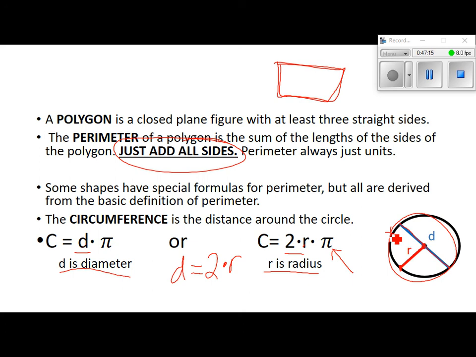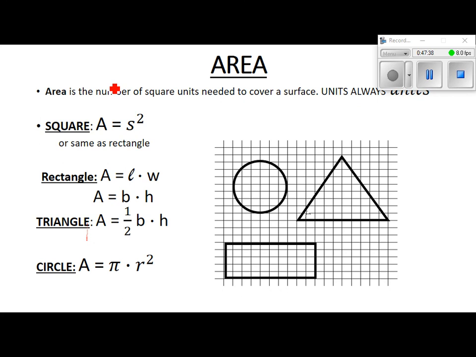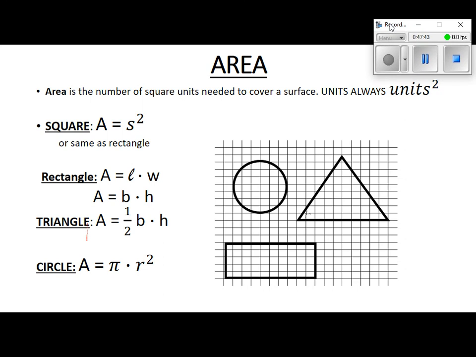The other thing I want you to write down somewhere on here, for perimeter, the units for perimeter are always just regular units. So if you're dealing with feet, the units is just feet. If you're dealing with inches, the units are just inches. If you're dealing with meters, the units are just meters. Anybody have any idea why I say that? Because the next thing we're going to do is measure area. And when you're looking at area, what's the units always have to be in? Units squared. So like meters squared, feet squared, inches squared, and so on.